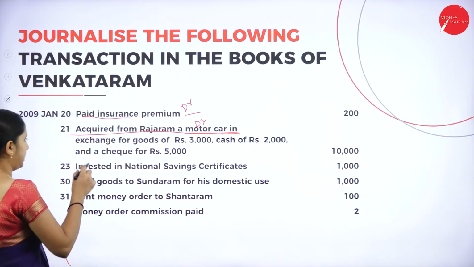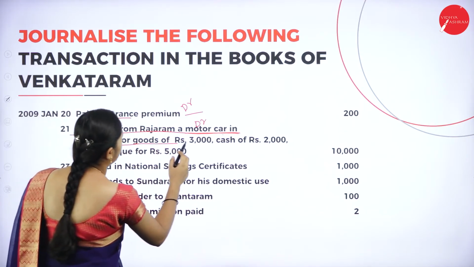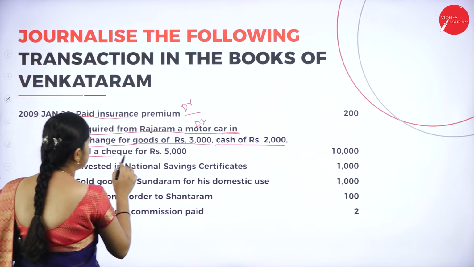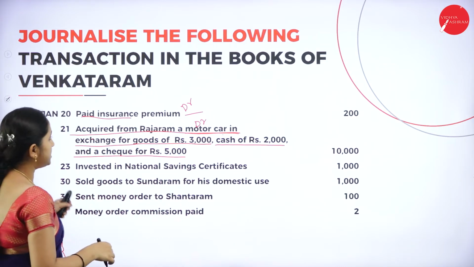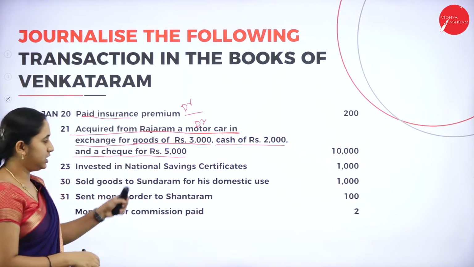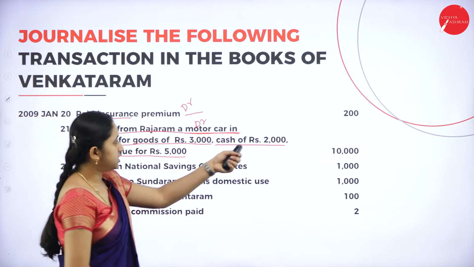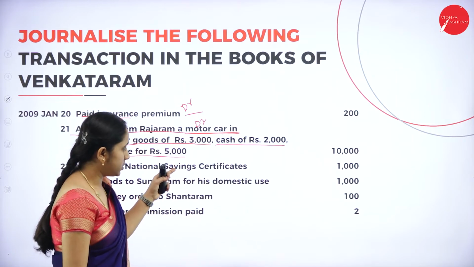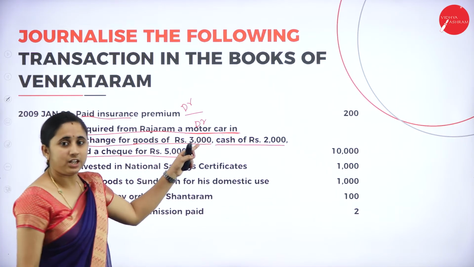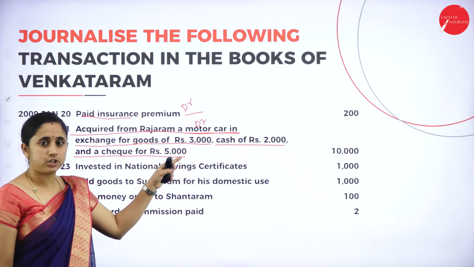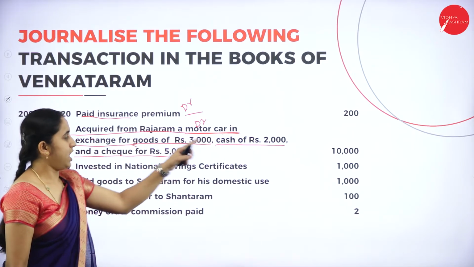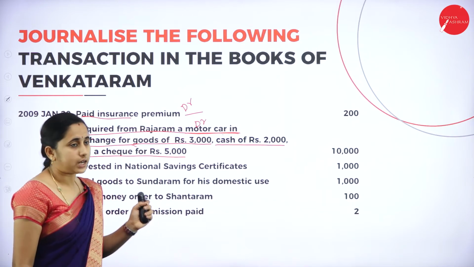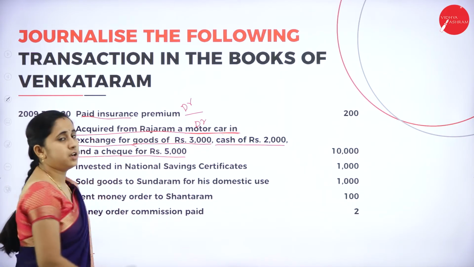But in this case, the car is in exchange for goods worth rupees 3,000, cash of rupees 2,000 and a check for rupees 5,000. That means he purchased the motor car and in return he gave goods worth rupees 3,000, cash of rupees 2,000 and a check of rupees 5,000. The motor car is coming in for the business, and goods, cash and check are going out from the business. So you need to debit the motor car and credit the goods, cash and check.